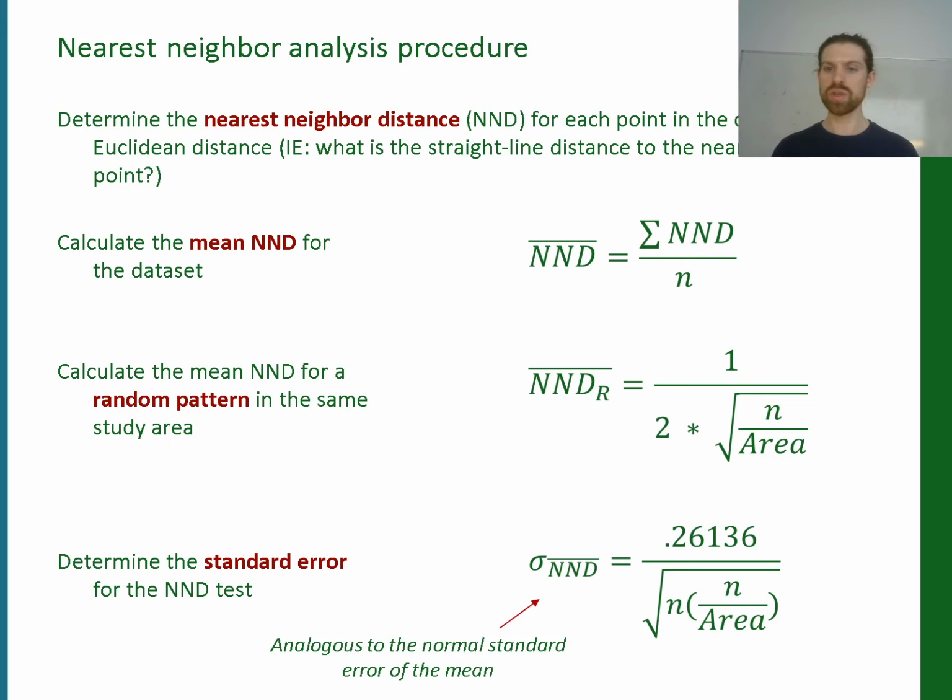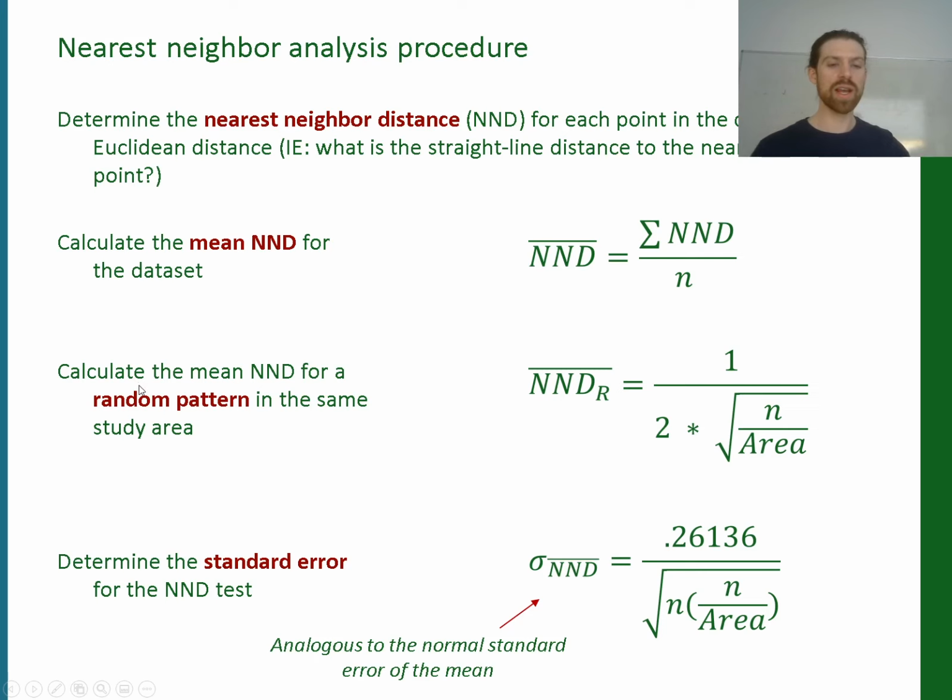Let's get on to these equations. So we can calculate the nearest neighbour distance. That's relatively straightforward. We can then calculate the mean nearest neighbour distance. So imagine we had that long list of all the distances. We can just sum that, so we get the total distance and divide it by the number of samples that we've got in the data set, and that gives us the mean nearest neighbour distance.